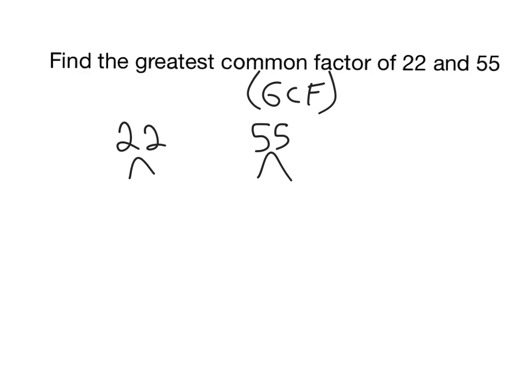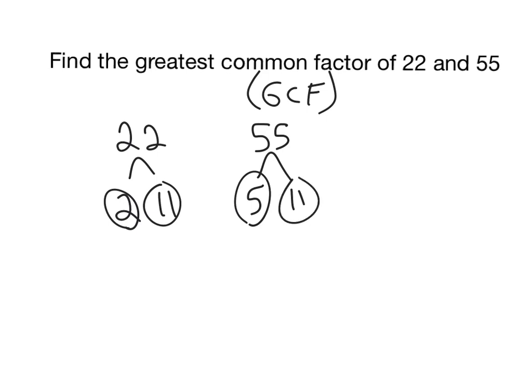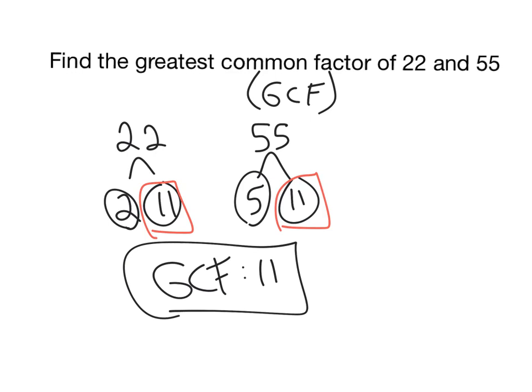So if we just break these down, 22 breaks down as 2 times 11. Both of those are prime. 55 breaks down as 5 times 11. Both of those are prime. And now we're looking for common factors. So they both have an 11 in common, and that's all. So our greatest common factor would be 11. And so that means the biggest number we could divide both of those by evenly would be 11.